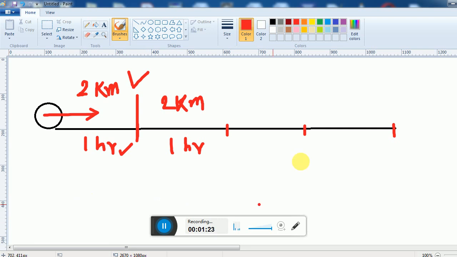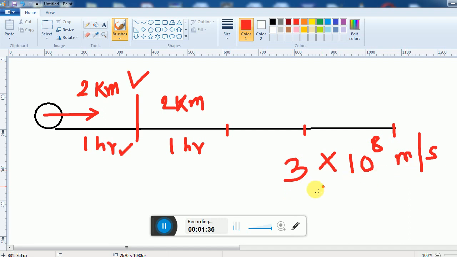So an example is, say, the speed of light. How much is it? 3 into 10 to the power 8 meters per second. The meaning of this is that the light will cover 3 into 10 to the power 8 meters, a very huge distance, in each and every 1 second. That means it's a constant. Each second the light will cover 3 into 10 to the power 8 meter distance. So that is called uniform.